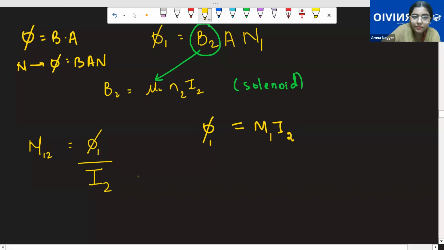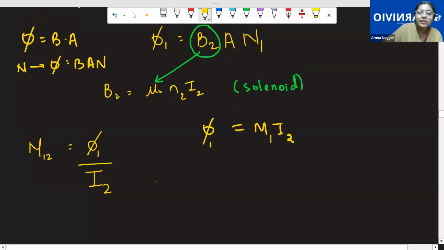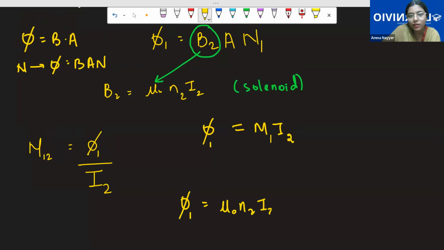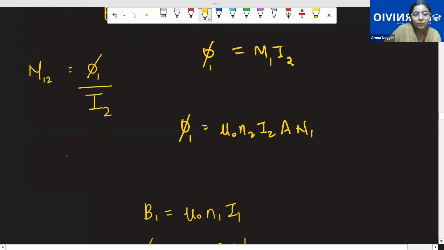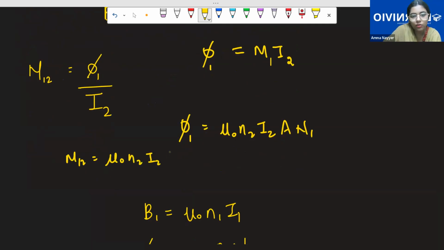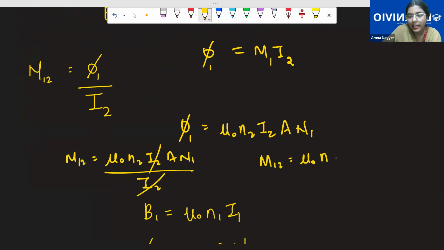Now this is one mutual induction. So let's put in the value of all the things. See, phi 1 will be equal to B2, which is mu naught N2 I2, into A into N1. This is the magnetic flux if we put in the value of the magnetic field. And from here, if I put the value of the magnetic field here as well, what will M12 be equal to? Mu naught N2 I2 A N1 divided by I2. See class, I2 gets cancelled. What do we get? M12 is equal to mu naught N2 A N1. In fact, this denominator is getting cancelled.